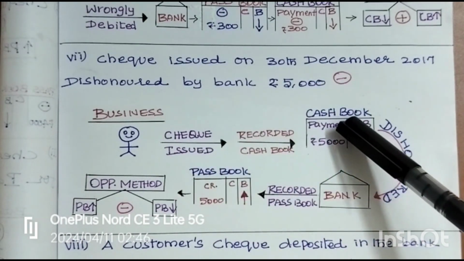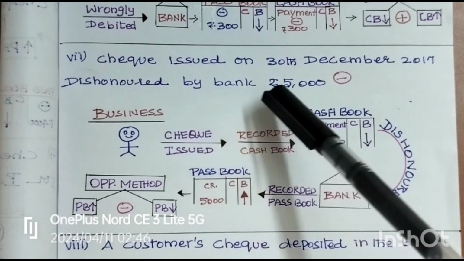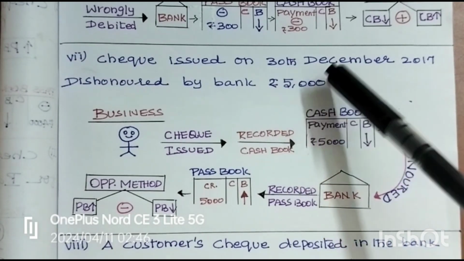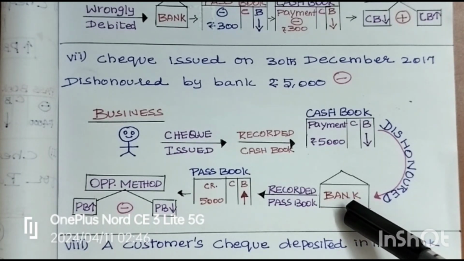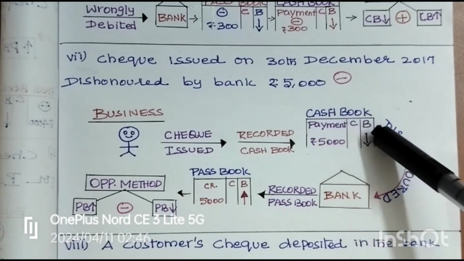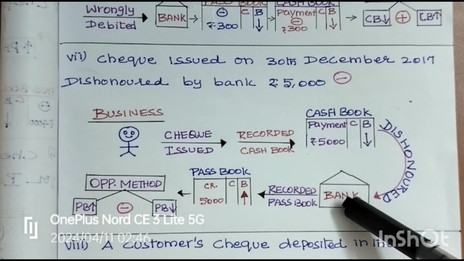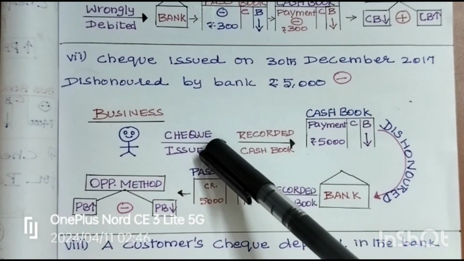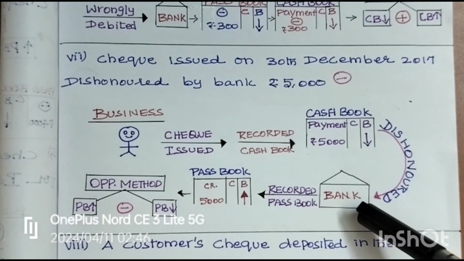You only issued the check, okay. So listen here, on 30th December 2017, a check of 5,000 rupees was dishonored by the bank. That check was not deposited into the bank by you. Only after that, that respective person deposited that 5,000 rupees check into the bank. So you issued the check to a third party, and that third party deposited that 5,000 rupees check into the bank.